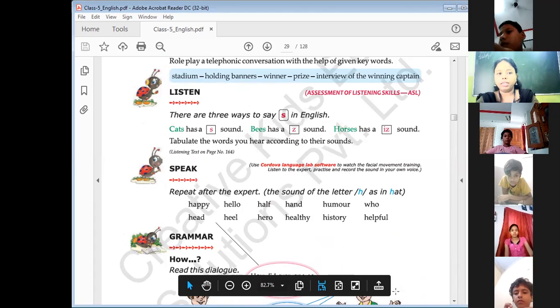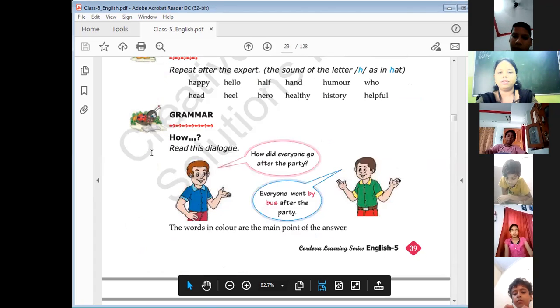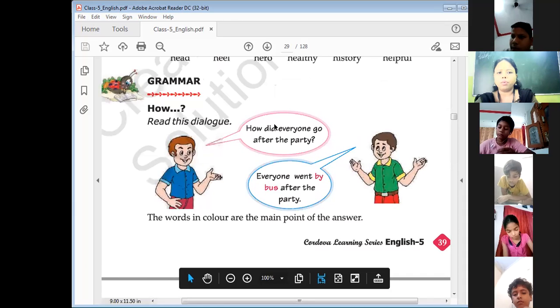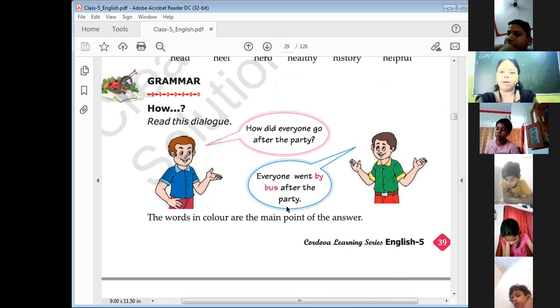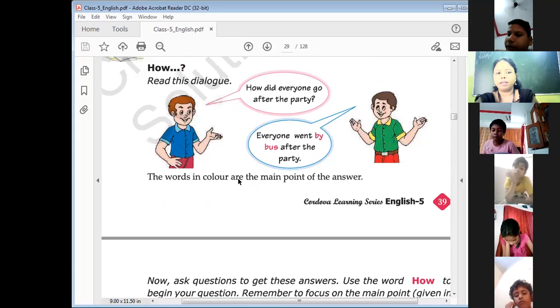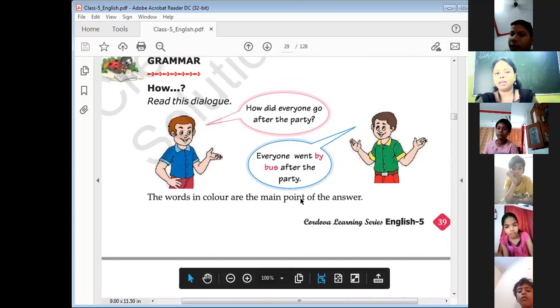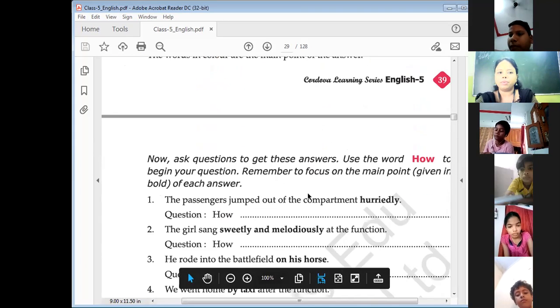Open page number 39. As you can see here, grammar: How? Read the dialogue. How did everyone go after the party? Answer is everyone went by bus after the party. The words in color are the main point of the answer. As you can see, the color is by bus. These are the main points of the answer.